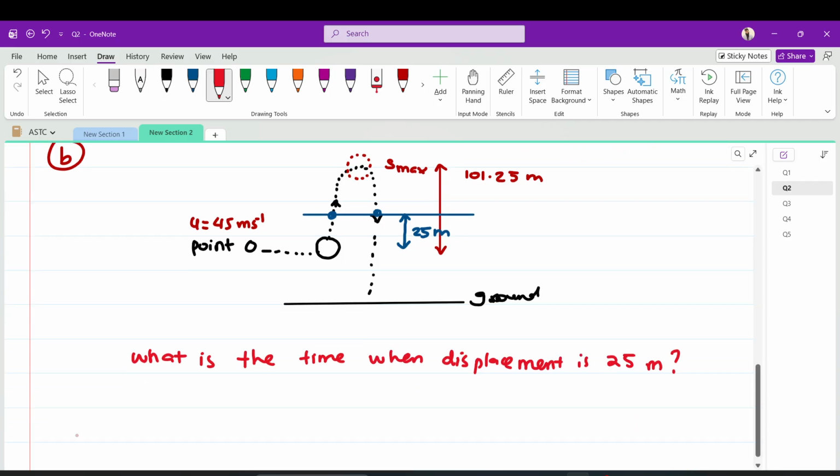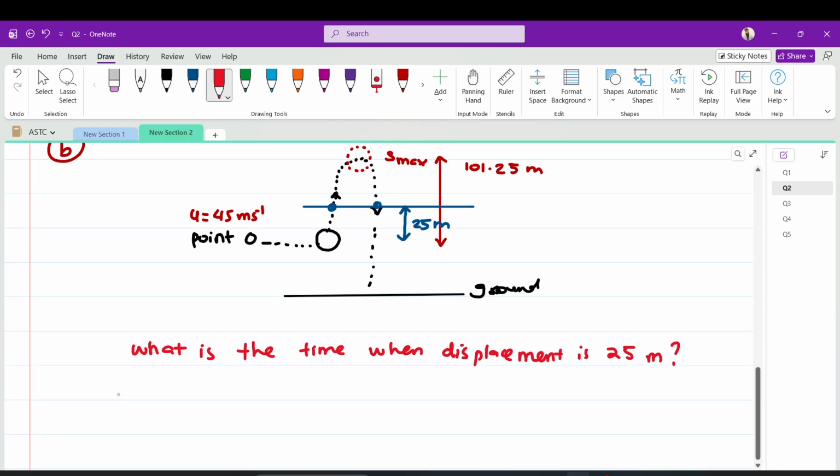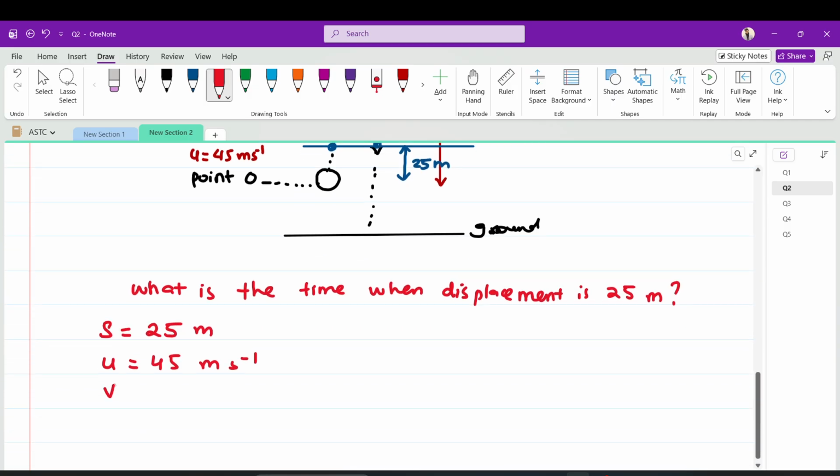That means if I apply the SUVAT equations, S will be 25 meters. The displacement is going to be 25 meters. U will be 45 meters per second, that was the speed of projection. Then we don't really need V. In fact, we don't even have the value for that. A is minus g, which is minus 10 meters per second squared.